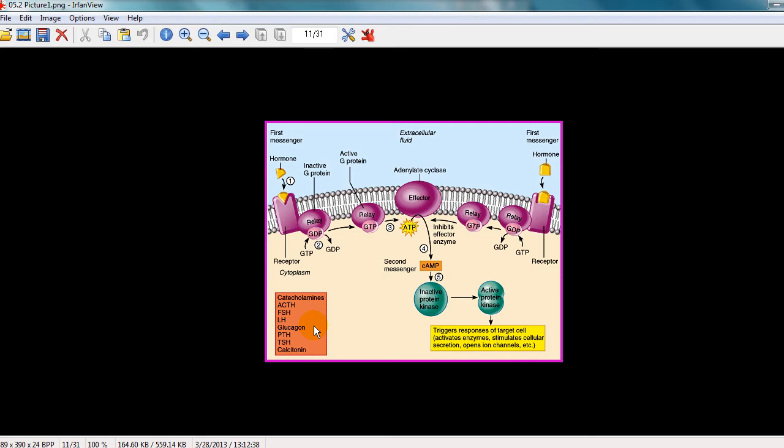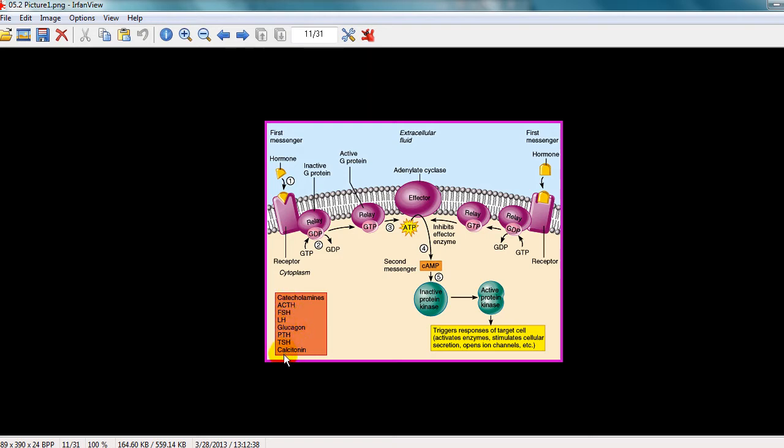It's called the cyclic AMP second messenger, and it's going to trigger responses of target cells to activate enzymes, to stimulate cellular secretion, or open channels. The hormones that are listed here are, one, catecholamines that are associated with adrenal release. Two, most of them are anterior pituitary hormones that are tropic in nature. Or they could also be humorally related with concentration, like we see with glucagon and the regulation of glucose levels. But as well as PTH levels, also humoral.